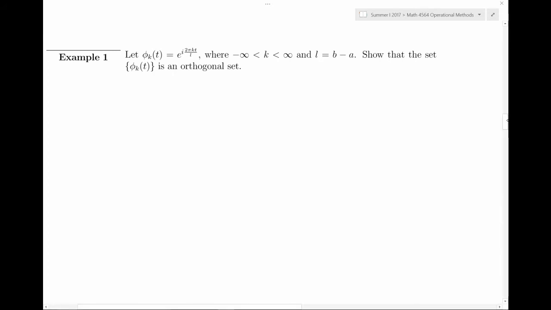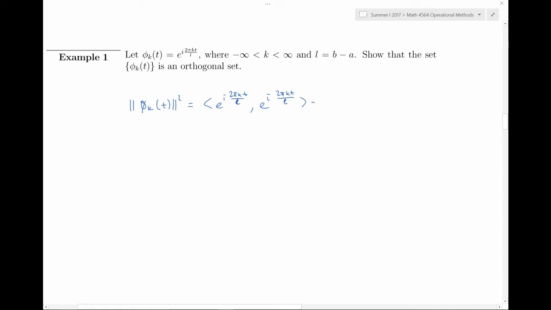When I define a whole set of functions, and as you can see, k runs from minus infinity to infinity, so we have a doubly infinite set of functions. All I have to show here is that the norms of these functions are non-zero, and that each function is orthogonal to another function. So let's look at the norm of a particular phi k. Well, that is an inner product of e to the i 2 pi k t over L with itself. That letter in the denominator is the letter L.